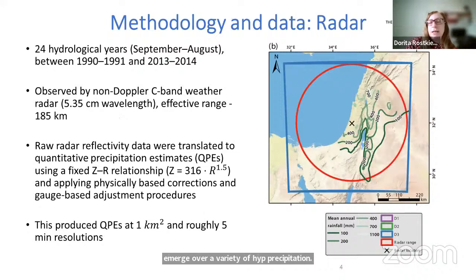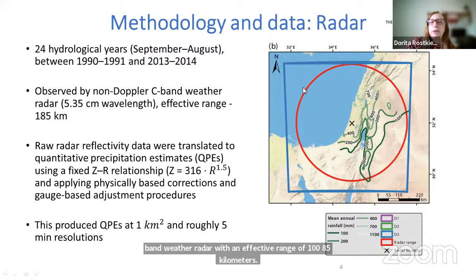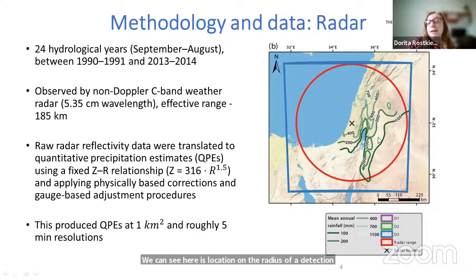From the meteorological point of view, from our methodology and data, from the radar point of view, we have a data set of 24 hydrological years that extend from September to August. We are talking about a non-Doppler C-band weather radar with an effective range of 185 kilometers. We can see here its location and the radius of detection on top of the contours of seasonal precipitation over the area. We have used a fixed ZR relationship to estimate QPEs, and we produce these QPEs at 1 kilometer resolution and a temporal resolution of 5 minutes.